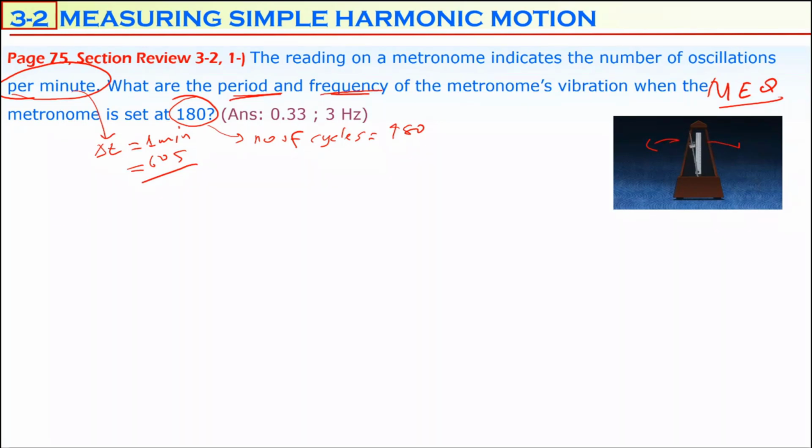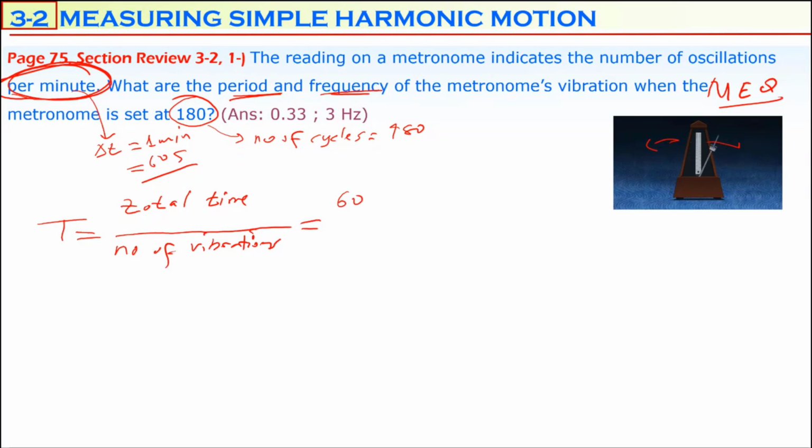Let's get the period first. We know that period is equal to total time divided by number of vibrations or cycles. So total time is 60 seconds, because the question gave this, divided by the number of cycles. The number of vibrations in this 60 seconds is how much? In 1 minute, 180. So it is 60 divided by 180, which is 1/3. 1/3 seconds is the period of this vibration.